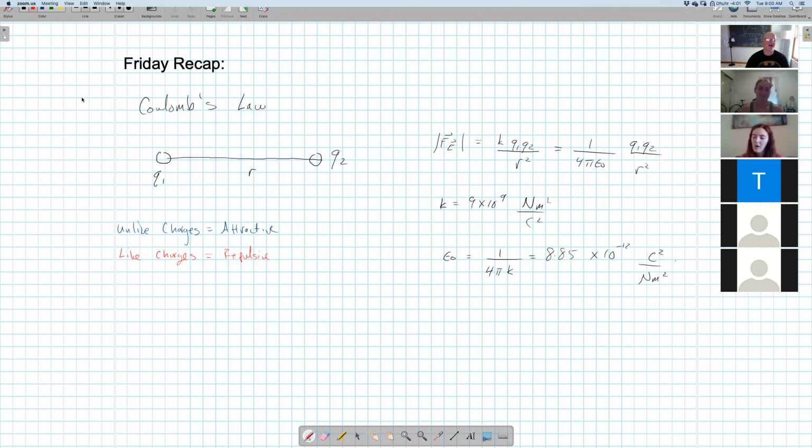Good. So Friday recap. We started the new portion, which is what we're going to stay with for the remainder of the semester, electricity and magnetism. We're going to start off with electricity first. Right now we're mostly looking at what's known as electrostatics. I'll talk more about what that means. Basically, it just means non-moving electric fields, but we'll come back to that.